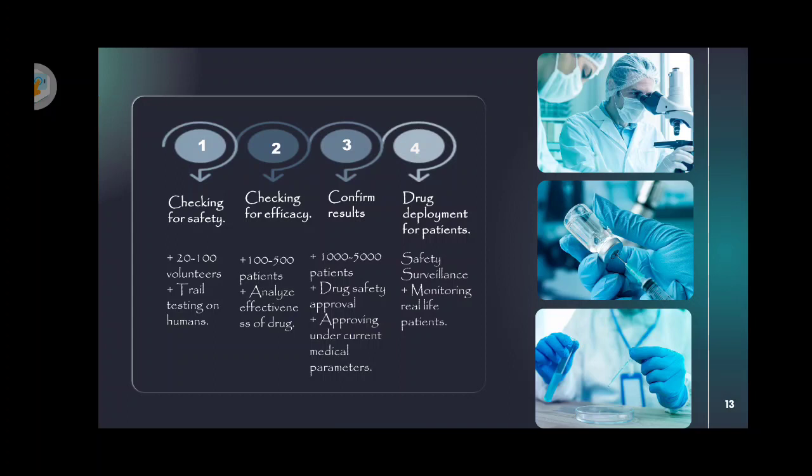Now, steps for clinical test. Checking for safety: you have 20 to 100 volunteers for checking safety. Then checking for efficiency: you need 100 to 500 patients to analyze the effectiveness of the drug. Then confirming results needs 1000 to 5000 patients, for drug safety approval under current medical parameters. The drug deployment for patients is safety surveillance, monitoring real life patients. So these are the four steps for clinical test: checking for safety, checking for efficiency, confirming results, and drug deployment for patients. And for everything you need a particular number of volunteers or patients.